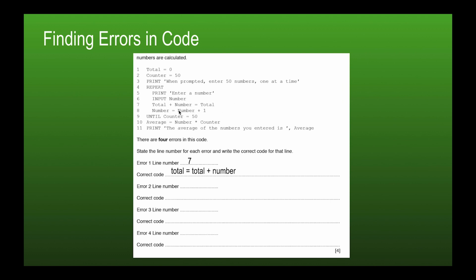Next it tells me that number should equal number plus 1. And then it says until the counter is equal to 50. Immediately we can see here that the counter is ending already at 50. So this loop will only run once. This is definitely an error like we thought at the start. So we'll put that the error is on line 2 because it's this part of the declaration, and to fix that we would simply set the counter to 0.